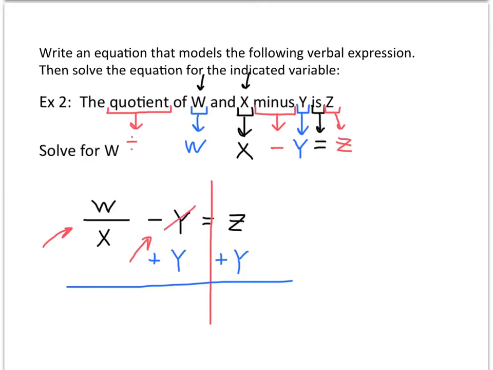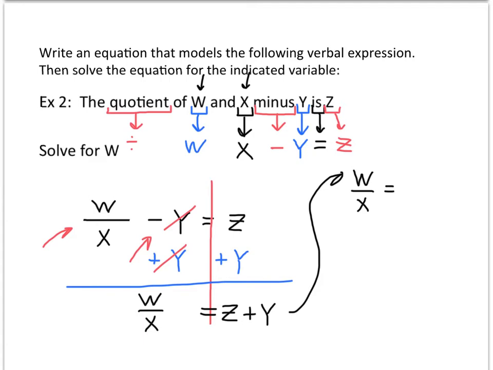Now, negative y and positive y add to 0, so all I'm left with then is this w over x equal to z plus y. So if I bring this equation over here, again, w over x equals z plus y, I simply need to solve for w, so I'm looking at, well, what else has happened to the w? I have this division by x, so I'm going to multiply both sides of the equation to be the inverse of that division.